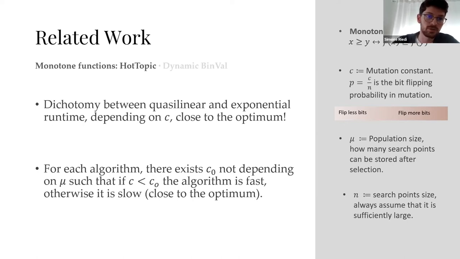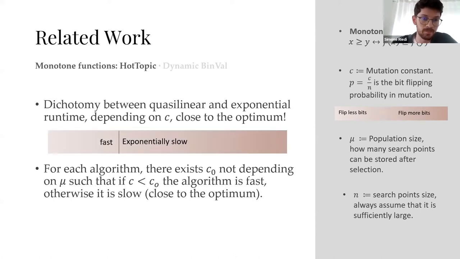So on monotone functions, we know that there exists a particularly hard instance to optimize. And this was called the hot topic function class. And for the hot topic class, we have a strong dichotomy between quasilinear and exponential runtime, depending on the mutation parameter C in a neighborhood around the optimum. So if we look at this image, we see that we can fix a C0 for each algorithm. And I drew this as this line, for which if we pick smaller mutation constants, then we end up with a fast algorithm. But if we pick larger mutation constants, we end up with a slow algorithm, still in a neighborhood around the optimum.